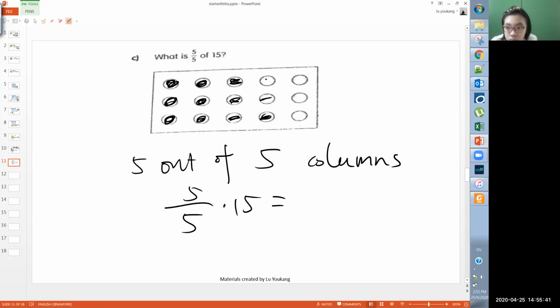what? All are what? What am I doing? I'm shading all of them. Why do I need to shade all of them? Because 5/5. Very good.